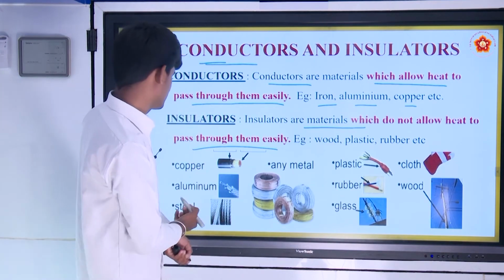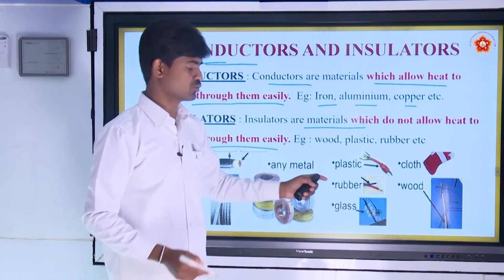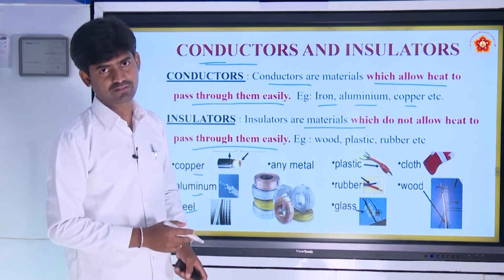Here are examples: copper, aluminum, steel. These are the examples for conductors. Plastic, cloth, wood, rubber, glass. These are the examples for insulators.